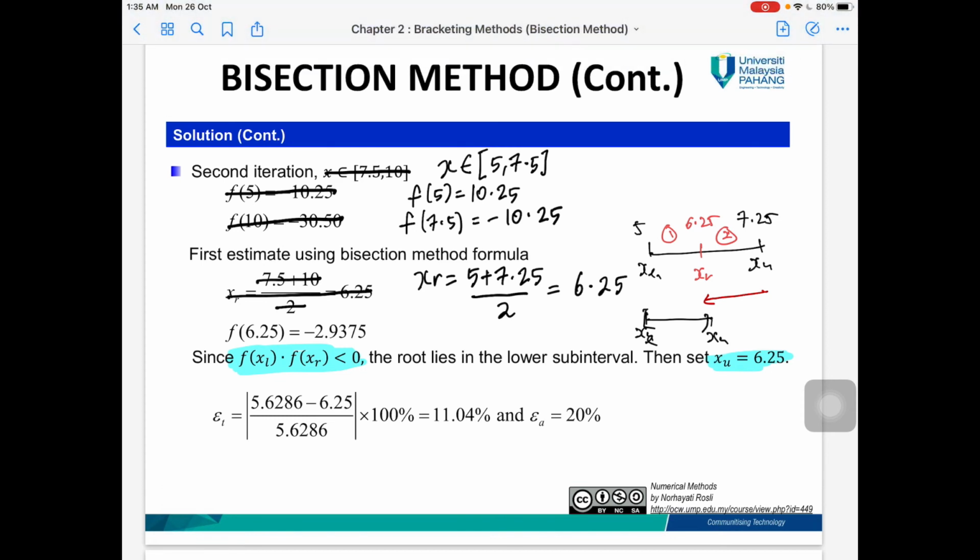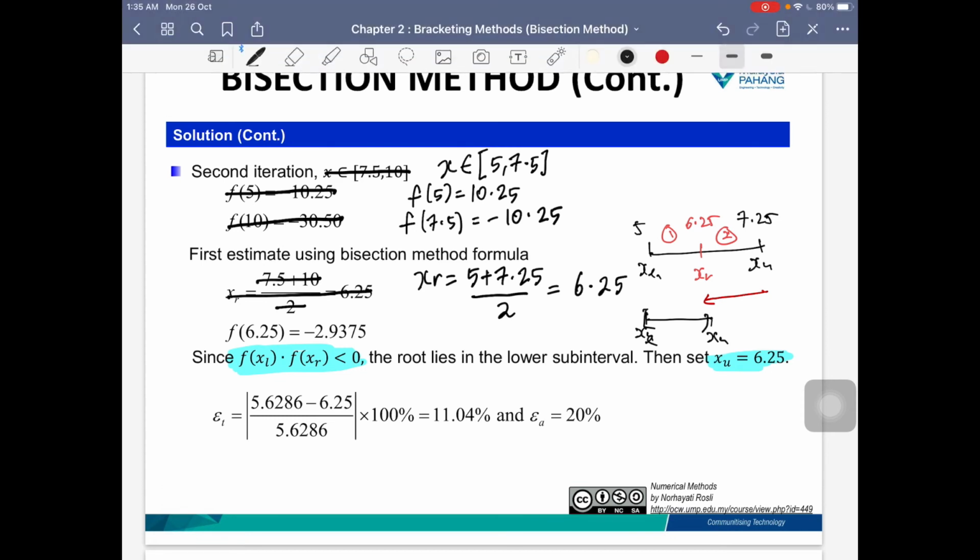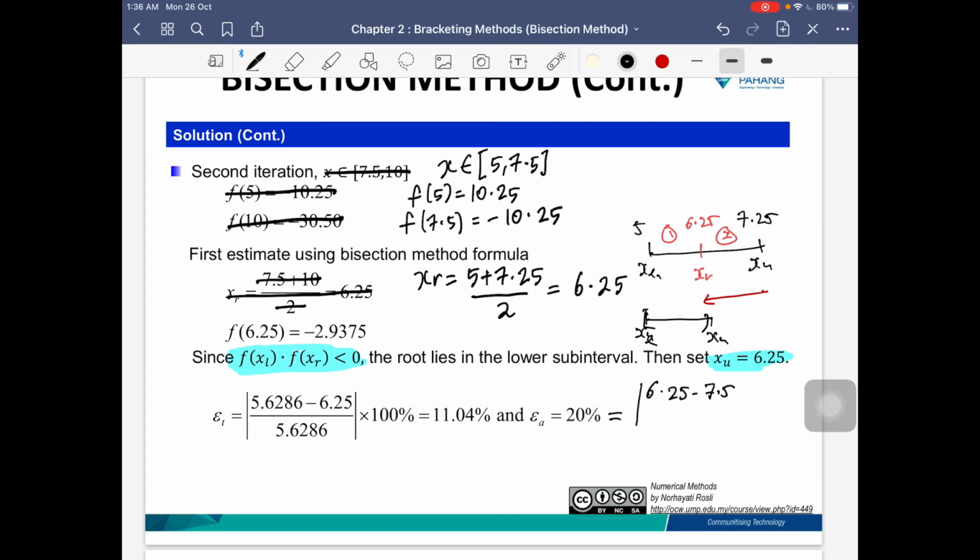Then we also check the true percent relative error, and this time we can calculate our approximate percent relative error. This approximate percent relative error comes from 6.25 minus 7.5, divided by 6.25, times 100%. So we get this value here. Alright.